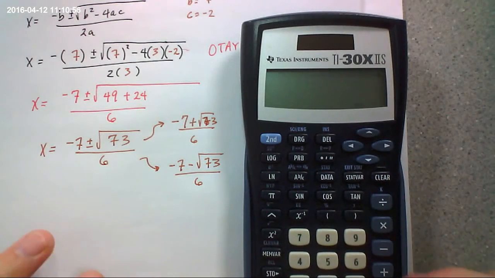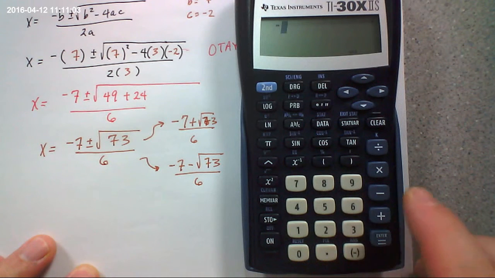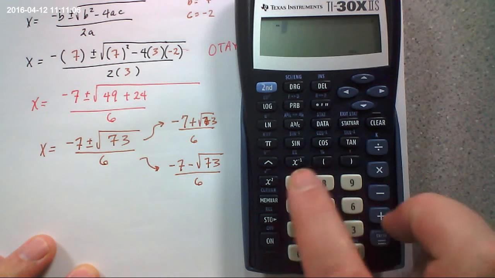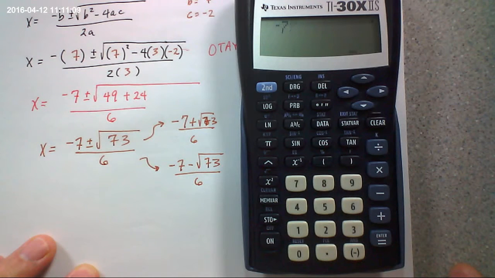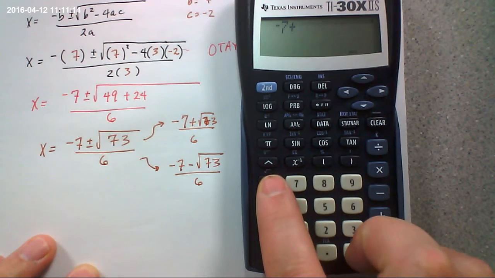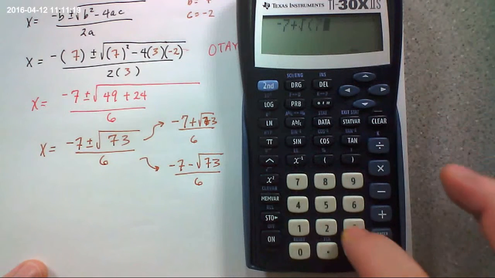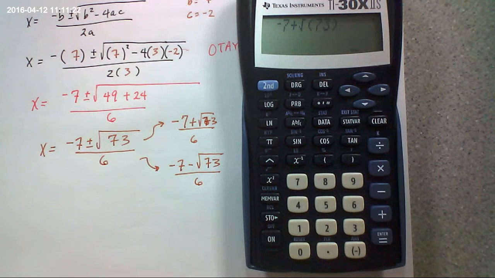73. So, here's how you do this. Ready? So minus 7 is kind of weird. It's this number right here. This is how you do minus 7. It's not subtract 7. It's minus 7. Can you guys see the numbers on the calculator up there on the screen? Yeah? And then plus square root's right here. So I have to hit second and then 73. Now I can't hit divide by 6 because that would actually only divide the 73 by 6, not the whole thing. So what I'm going to do is I'm going to hit equals, and then after that I'm going to hit divide by 6. That's how you do it.